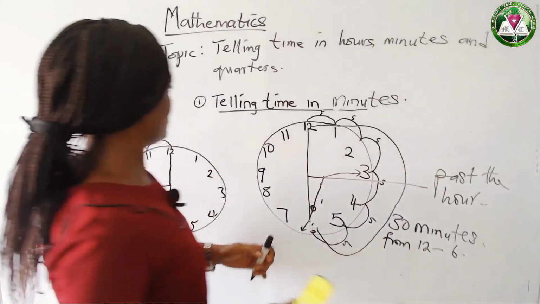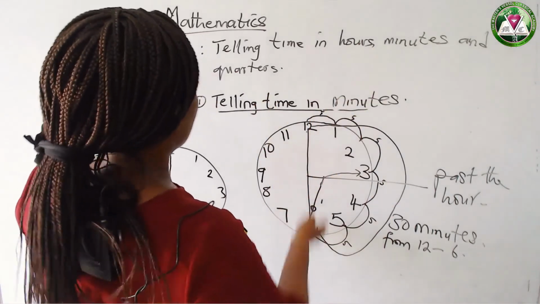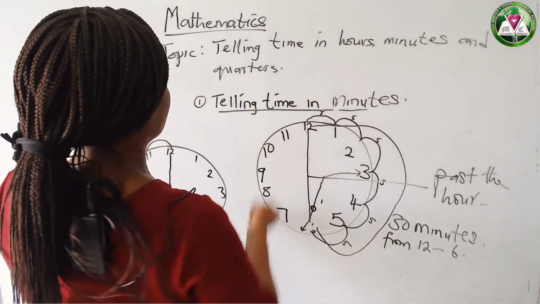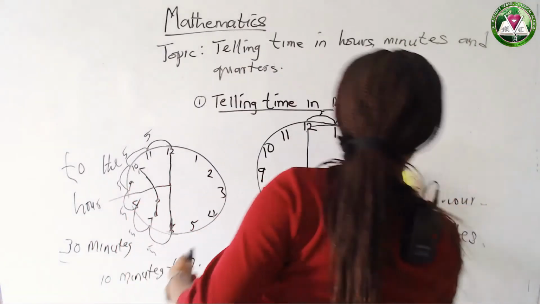So let us forge ahead. This is telling time in minutes. Then let us finally look at the last one, telling time in quarters.